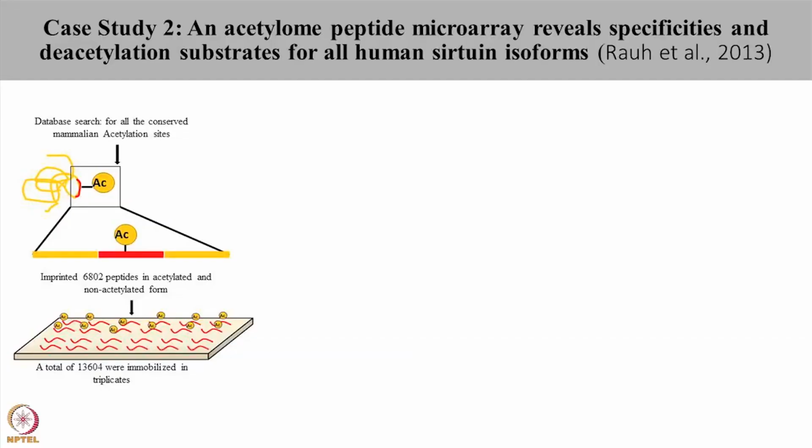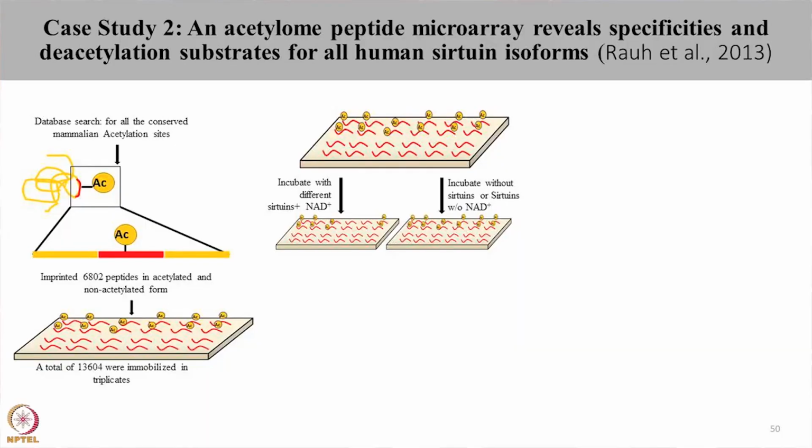The peptides that were used here had lysine at the 7th position, which was flanked by 6 amino acids at the upstream as well as at the downstream. So, therefore, 13-mer peptides were imprinted onto the arrays and a total of 13,604 peptides were immobilized in triplicates. These peptide arrays were further incubated with different isoforms of sirtuins and without sirtuins, and they were also incubated with and without NAD to check for the activity of sirtuins.